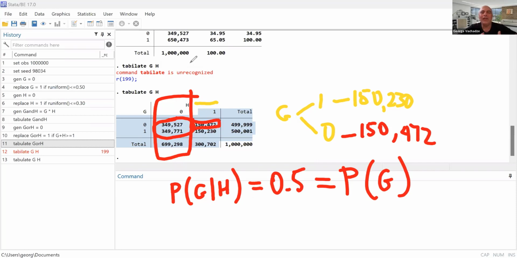That's basically the idea behind independence of two events. I think that concludes question 3.2. I hope this was helpful. Thank you very much for your attention.